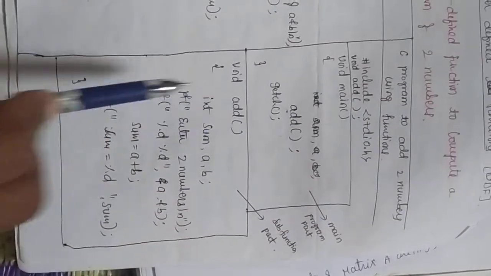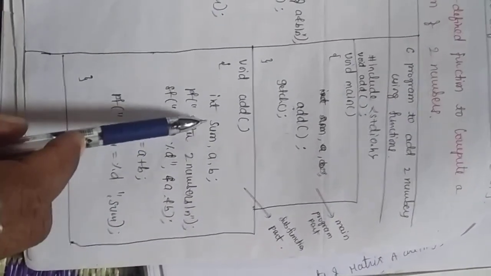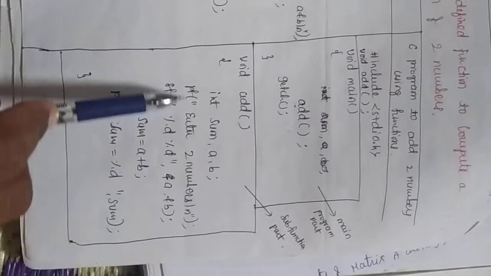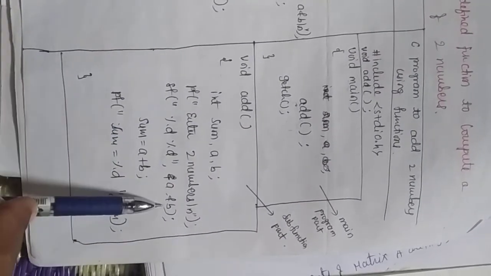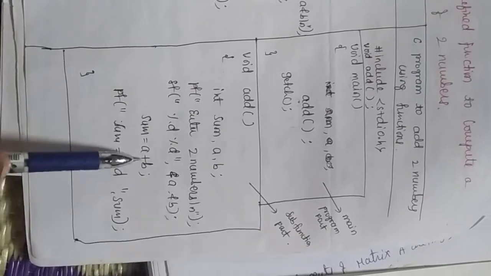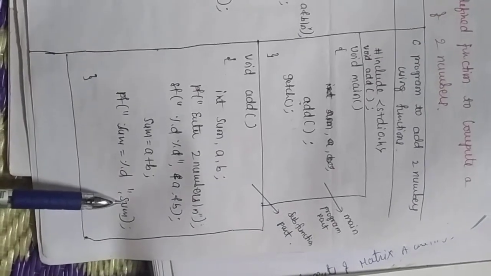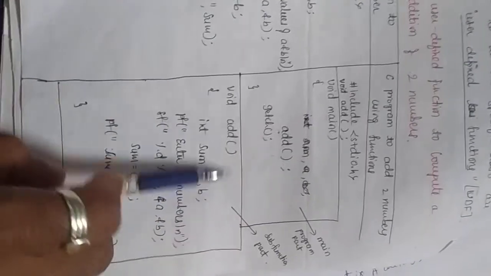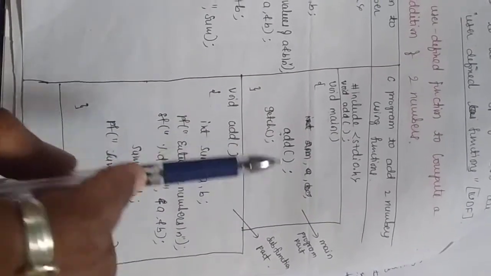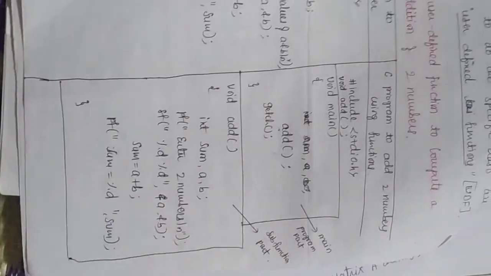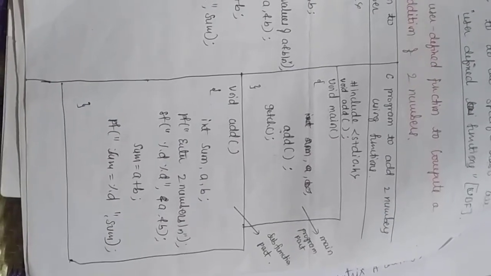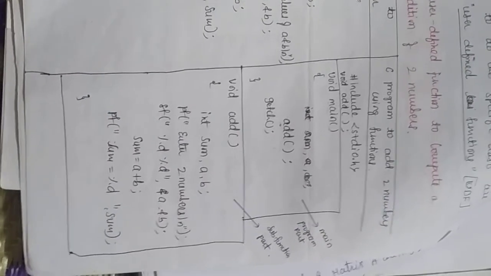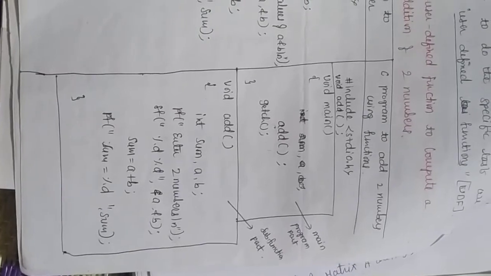Then I am going to define it. Void add, one set of flower braces outside the main, int sum a b, enter the 2 values, then ampersand a, ampersand b, sum is equal to a plus b, printf sum. The same code is written here, but the difference is this is the normal program and this is the program using functions. The same program we have written using functions. In future you are going to get in detail what functions mean and how to use functions in our C program. Thank you.